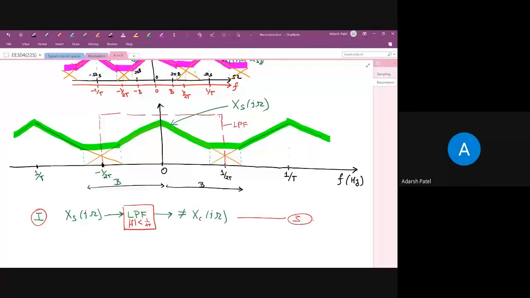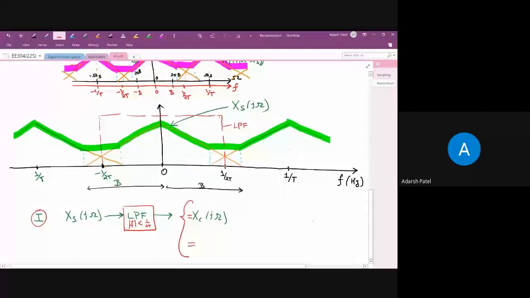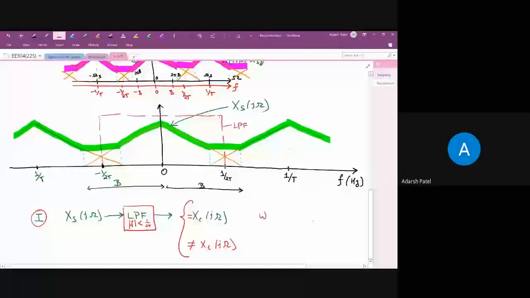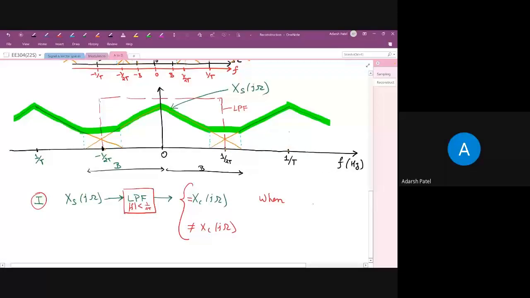What Shrishti is saying, let us write that also. We can conclude it like this. This is equal to xc j omega for the case when, and this will not be equal to xc j omega when, what is the condition on the bandwidth? B is less than 1 by 2T. Okay, let's derive this condition also.